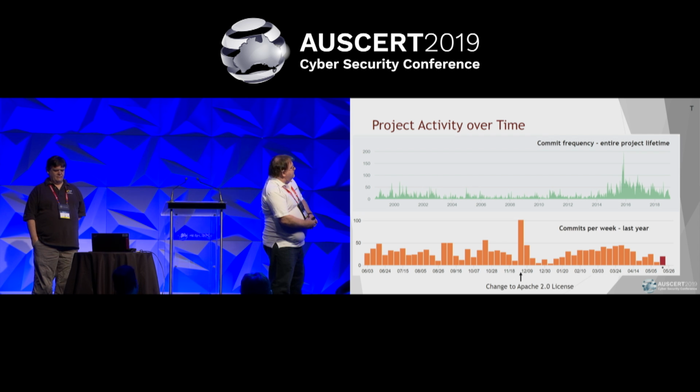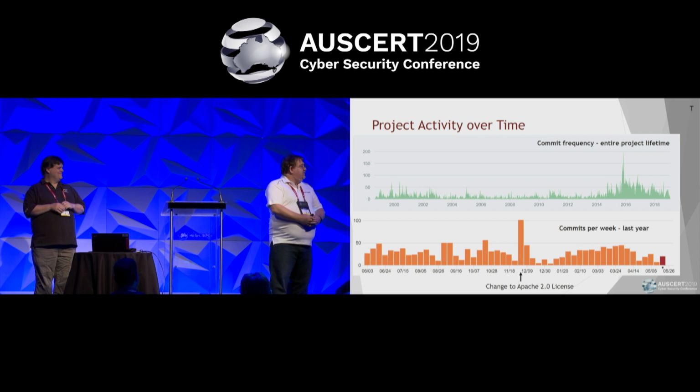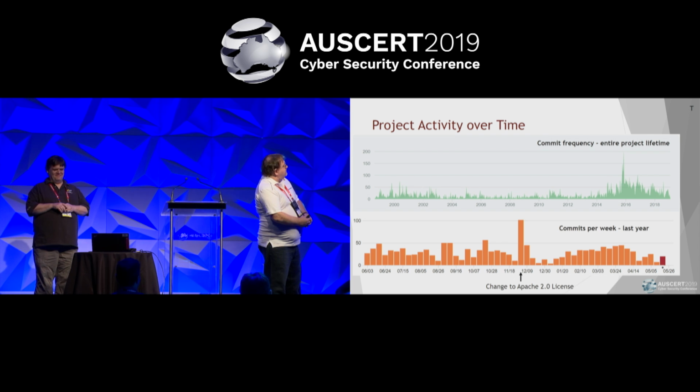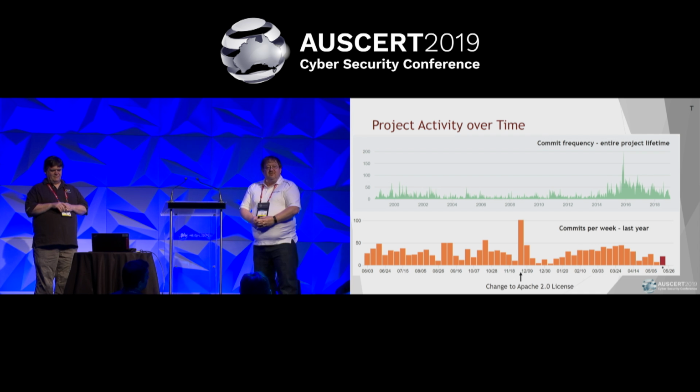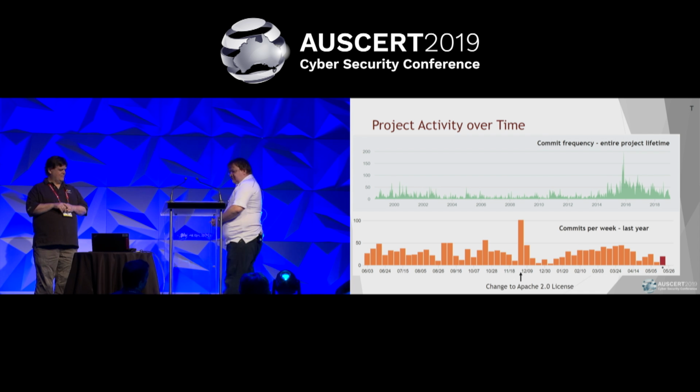The other thing you could notice is the project team, we do actually take a break over Christmas. There's a couple of days there where the commit rate drops down, but it doesn't go to zero. There's still people who work through the Christmas period. And the big blip you can see in the middle there, that's when we changed across to the Apache 2.0 license, and that hit a whole pile of parts of the code.